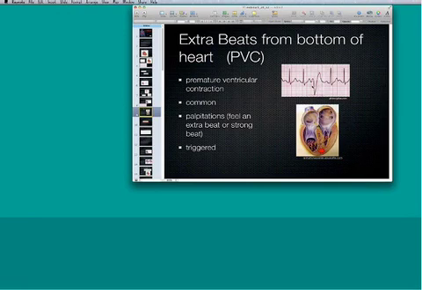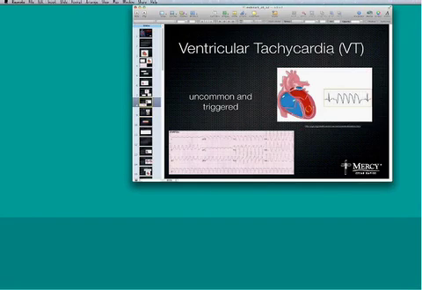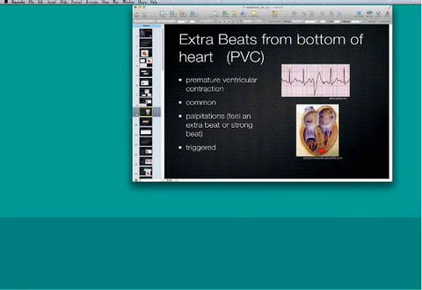Now, they only would be dangerous if you've got multiple PVCs, as we call them, premature ventricular contractions, these extra beats from the bottom of the heart, if you had multiple in a row. And of course, if you had multiple in a row, it actually would be ventricular tachycardia. And so you would not feel well. One would not feel well if they had those.